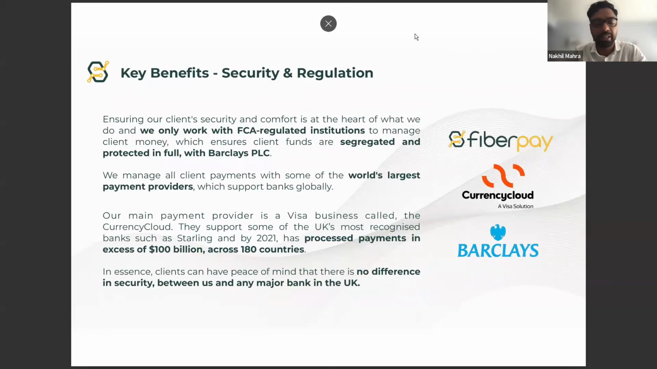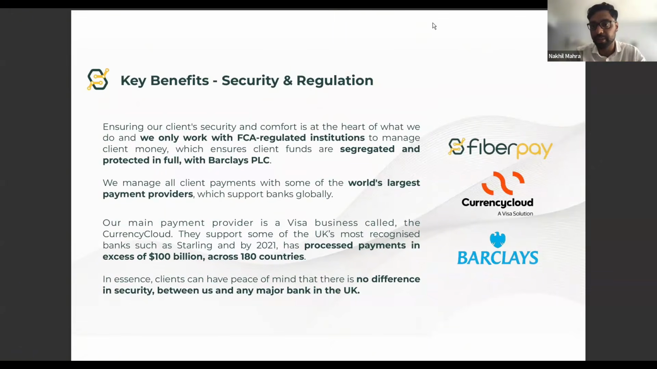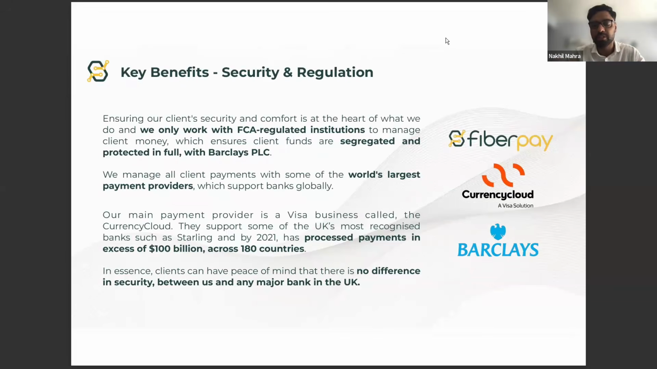So the most important thing clients always ask is how secure we are. We're fully secure. We do all our banking with Barclays in the UK, which is the biggest bank in the country. We're fully FCA regulated. We wouldn't be able to operate in the industry if we weren't. And we use a network called the Currency Cloud, which is owned by Visa. Visa, if you look on your card, more often than not, will be the provider. Visa are a global payments institution, so we run our payments network on the back of their network.